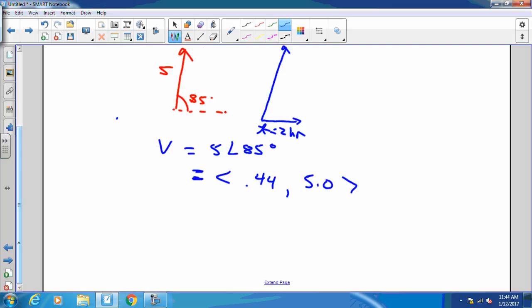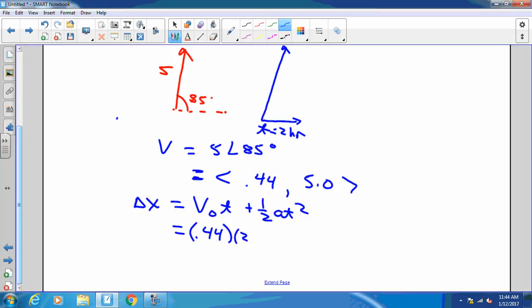And so now because we are looking for the x direction, how far east it will go, we say delta x is equal to v0t plus 1/2 at squared, the equation of motion. And our initial velocity is 0.44 in the x direction. The time is 2 hours. And our acceleration is 0 because the boat is moving with constant velocity. And therefore we conclude that in 2 hours the boat will have gone 0.88 miles to the east and almost 10 miles north, but they didn't ask about that.